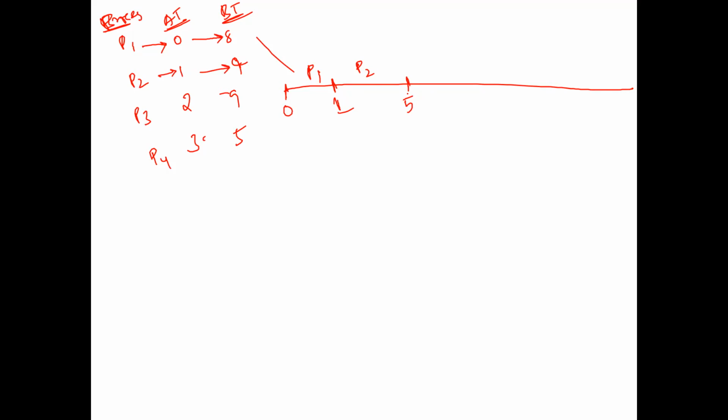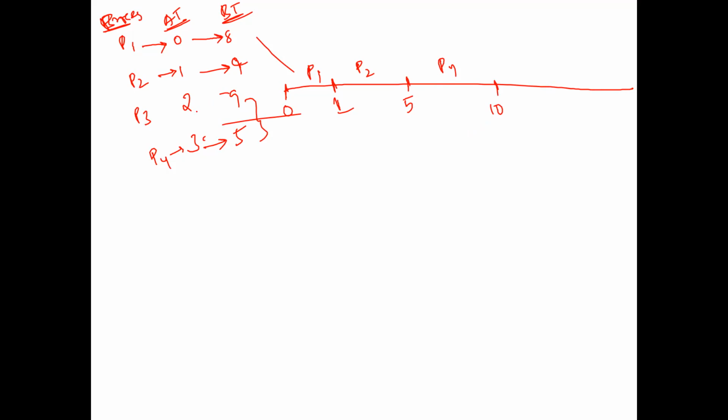Then by the 5th unit of time, process 2 and process 3 are already there, right? So comparing these two, 5 is having the shortest remaining time. So P4 will be entered, and 5 plus 5, it is 10 units of time.